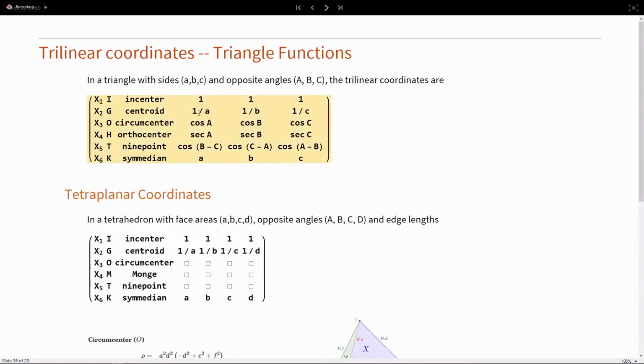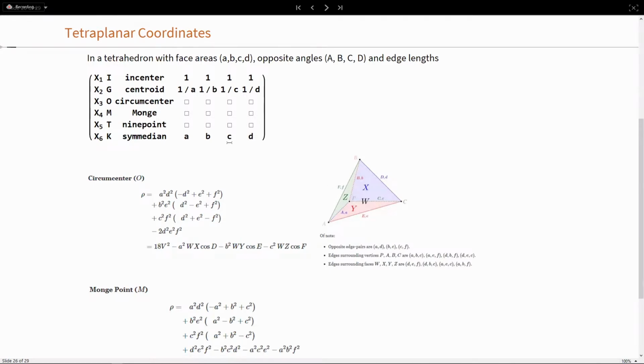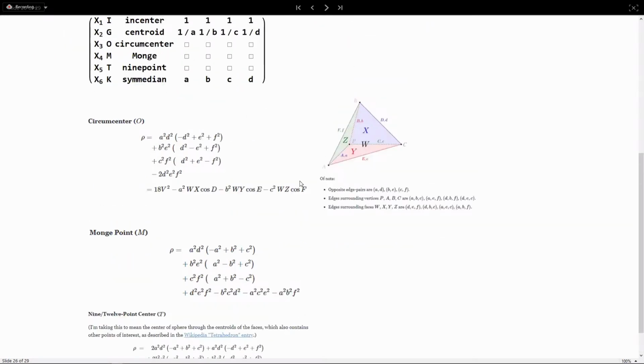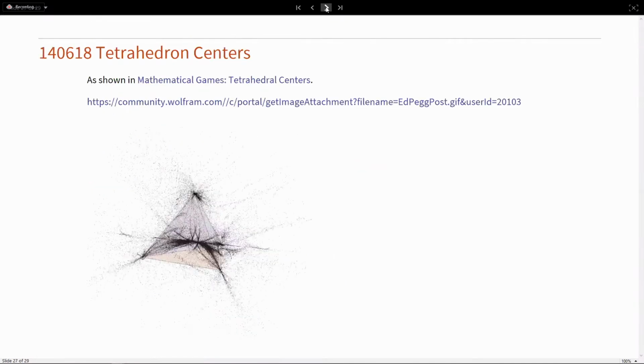The centroid is, if you have the triangle with sides A, B, and C, the centroid has trilinear coordinates of 1 over A, 1 over B, 1 over C. The centroid is well defined for a tetrahedron, but the formulas are much more complicated for a tetrahedron. So I need to basically get all these into Mathematica. That's a project that I'm working on. And I hope to have, within a few weeks, this animation that I've shown a few times as a much more dynamic object.